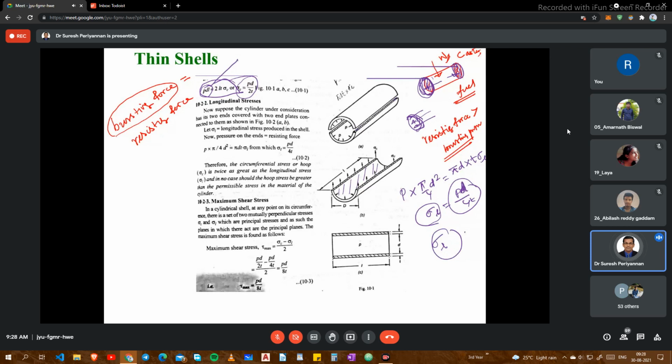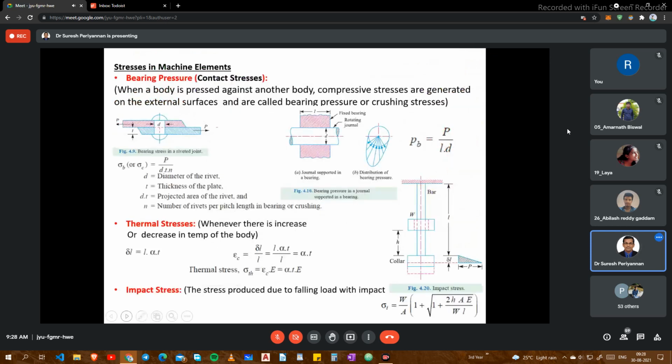PDL is equal to 2 into L into T into sigma C. I mean the length or thickness, whatever you can define if you know these parameters. The parameters should be within the yield limit. Okay, now I come to the next topic. Whatever we discussed were different stresses and different components.